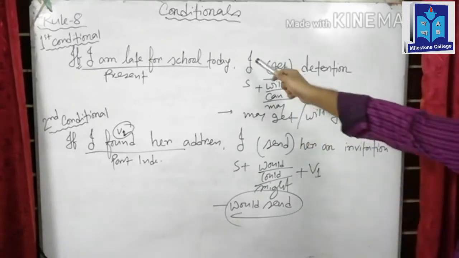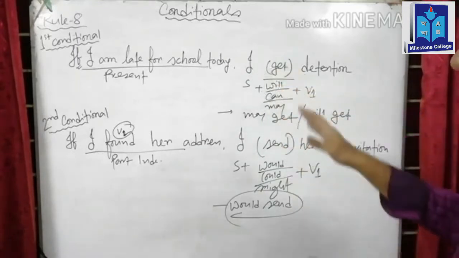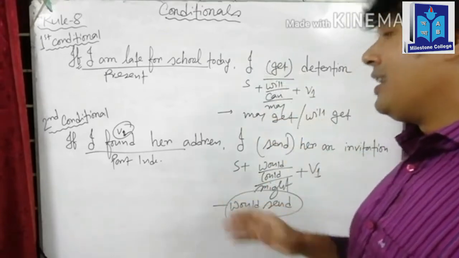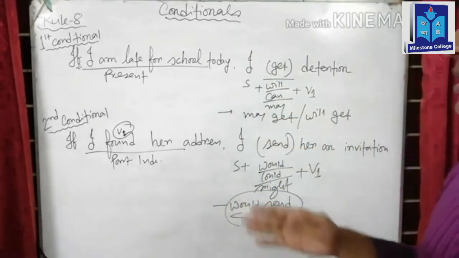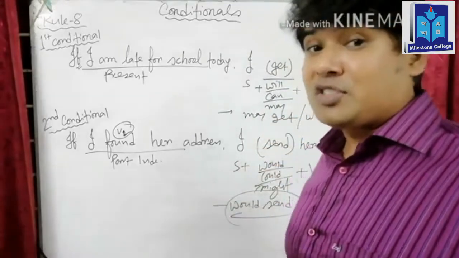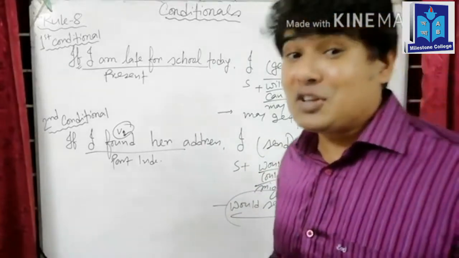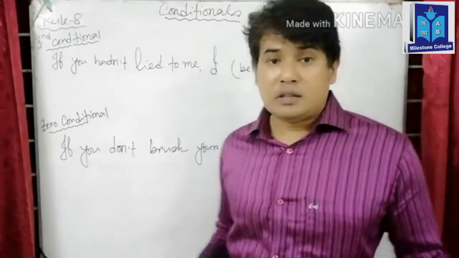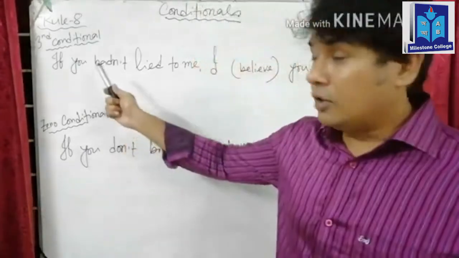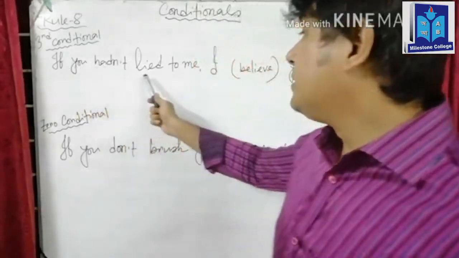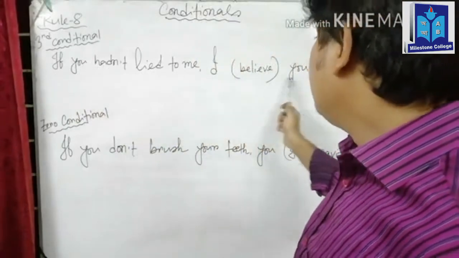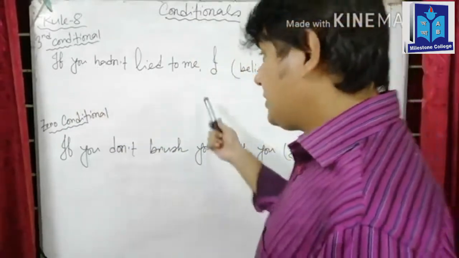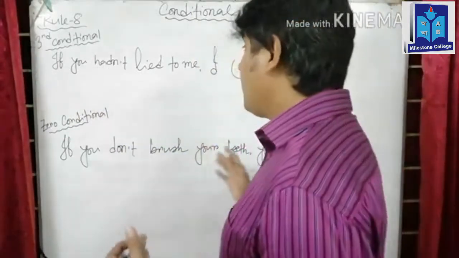And we have already learned these two structures, first conditional and second conditional, and now we will go for the third conditional, and of course another very important conditional, zero conditional. So let's see them. In third conditional, if we look at the example, if you hadn't lied to me, I believe you. And see there the example, if you hadn't lied to me.